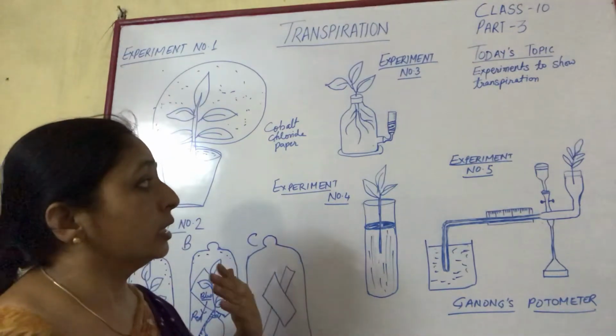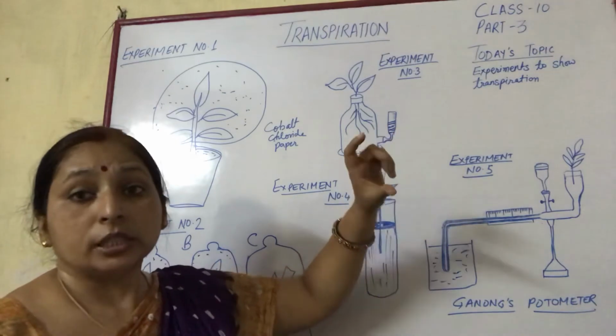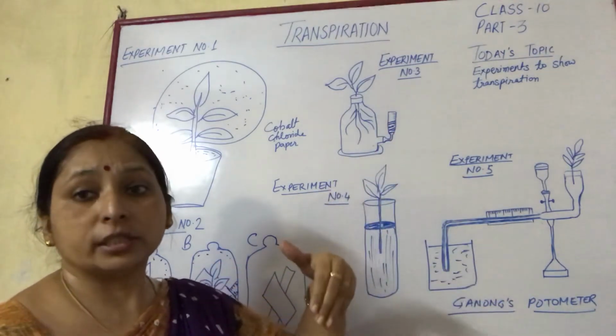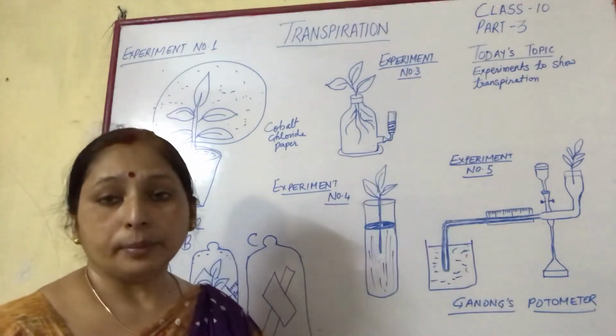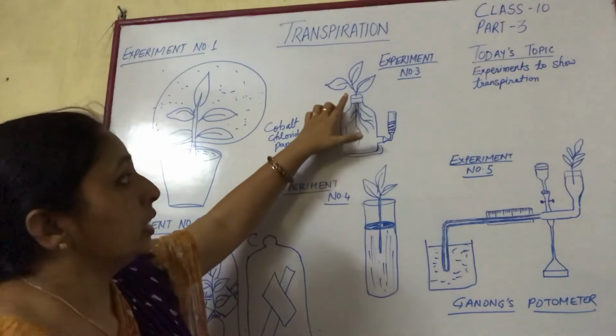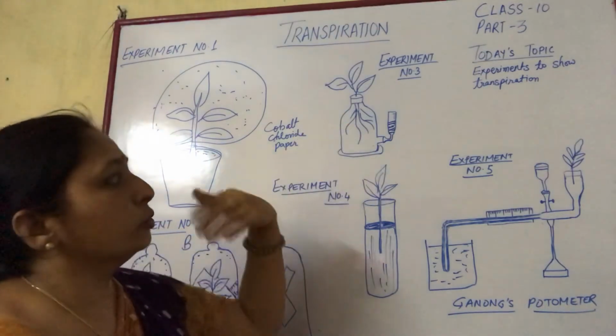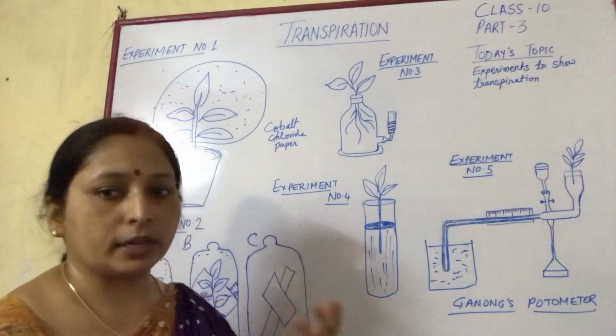Number 3 is, what is the role of the graduated scale? It detects the change or reduction in the level of water, and shows the loss of water by transpiration. In this apparatus, the roots are present, roots continue to absorb water, and the rate of transpiration is faster.